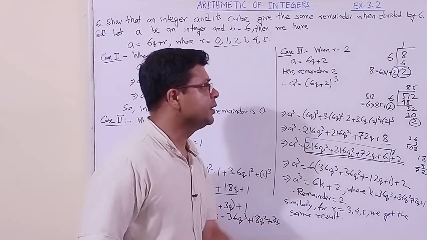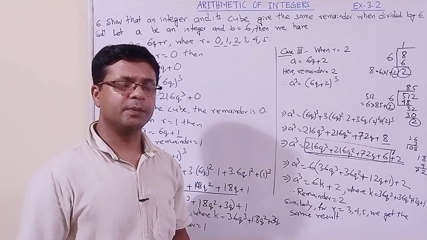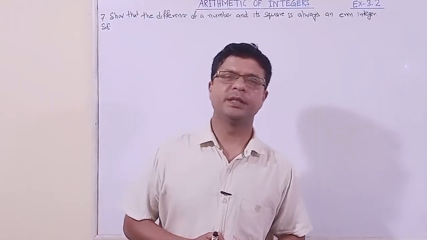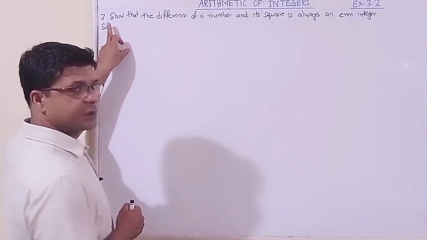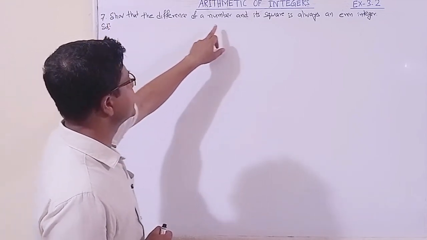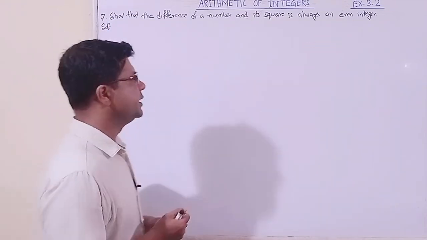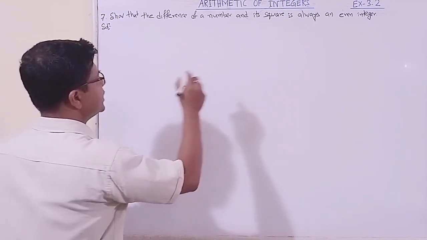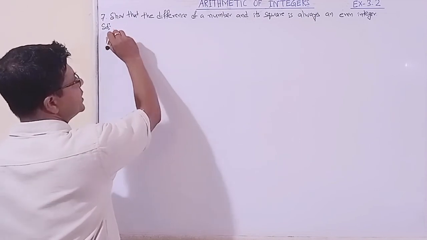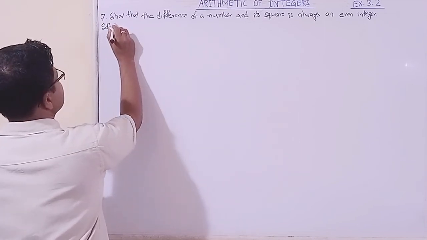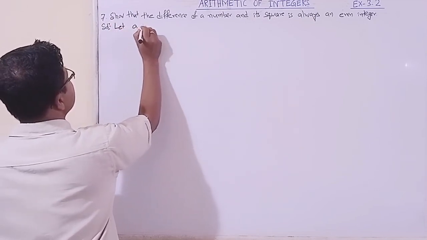So an integer and its cube give the same remainder when divided by 6. I hope you will be able to do this, thank you my beloved students. We are in the last question of exercise 3.2. This is question number 7. The question is: show that the difference of a number and its square is always an even integer. So here let us start. Actually, this is a very easy question. Now let us consider the usual method or usual procedure. What do we write?